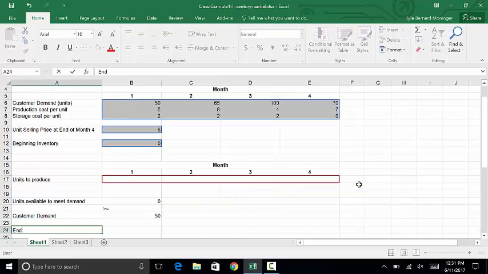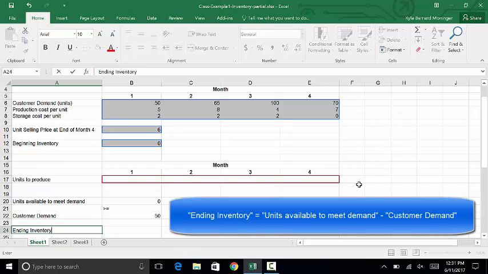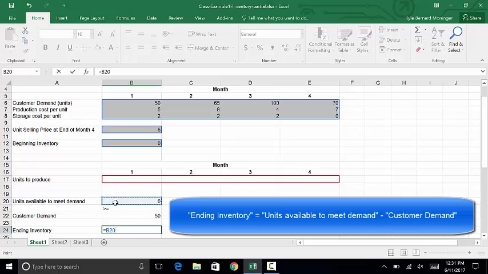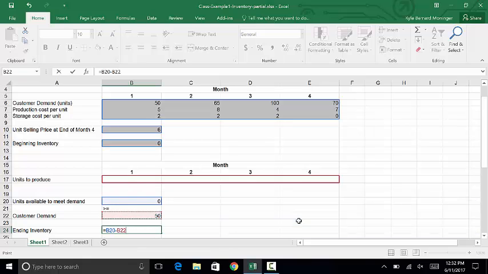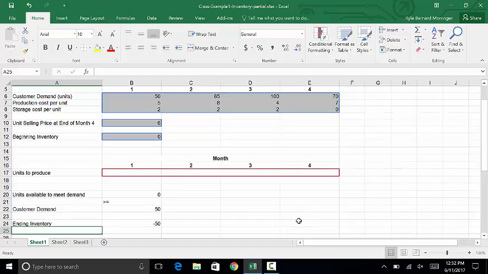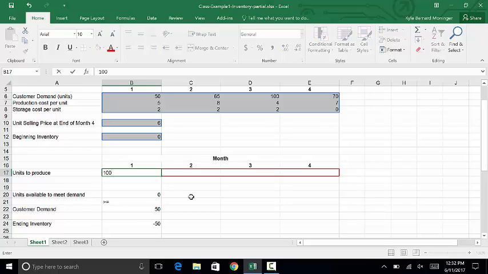Next, I want to figure out what's my ending inventory, or what's left over. My ending inventory is just going to be equal to whatever's left over. B20 has everything I have on hand, so what I've produced and what I had on hand at the beginning of the month. And then let's subtract out what the customers purchased. That's my ending inventory. So say I produce 100 units in month 1, I would have 50 left over. Customers purchased 50, I have 50 left over. That's just an example of a made-up number. So that's just for month 1.